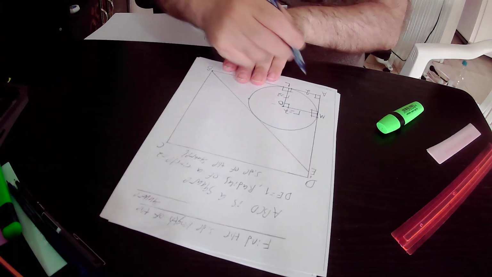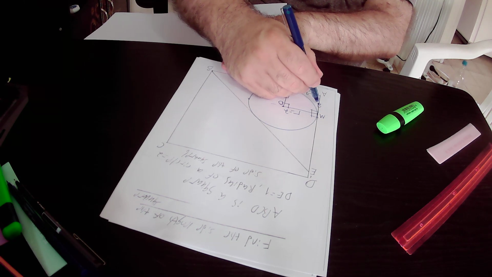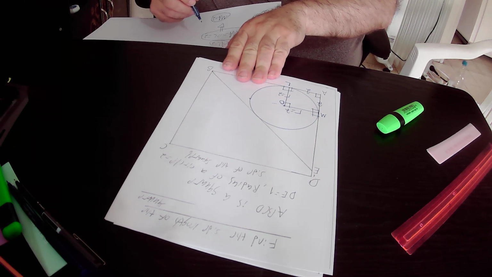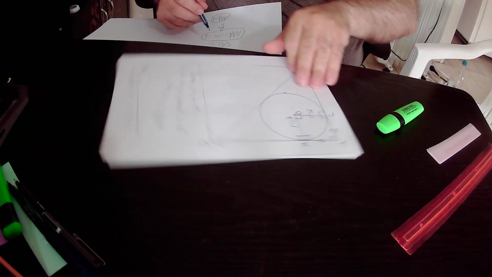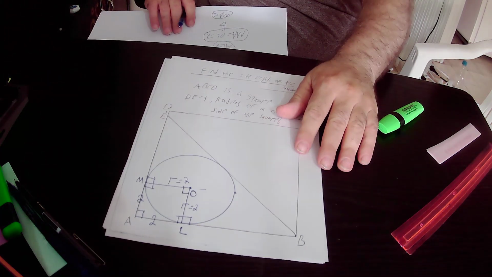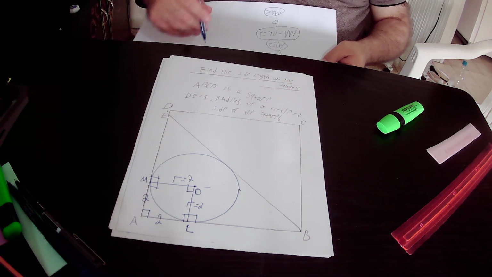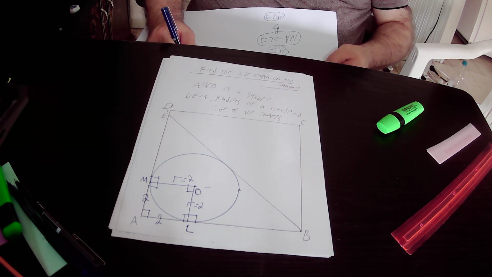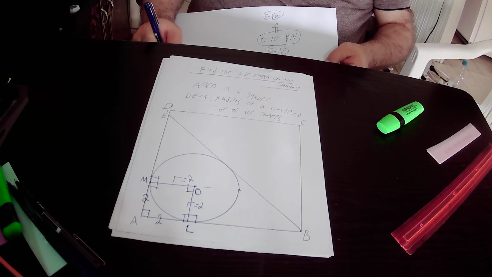MA equals 2 units. So all the sides of quadrilateral MOAL are equal to each other, they are all equal to 2 units. Therefore, quadrilateral MOAL is not just a rectangle, but it is a square.